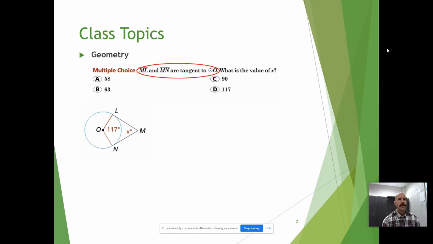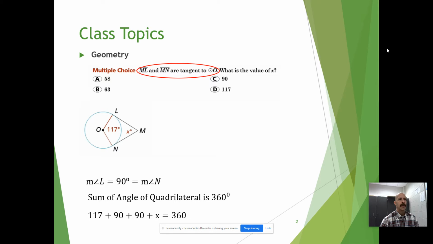Well, the key point of this problem is that those two segments are tangent. If they are tangent, then that tells us they are perpendicular to those radii, and therefore the measure of angle L is equal to 90, and so is the measure of angle N. We know from previous units that the sum of the angles of a quadrilateral is 360 degrees. And so we can just add the three known angles together, plus the unknown angle would have to be 360, which will give us that X has to be 63 degrees.